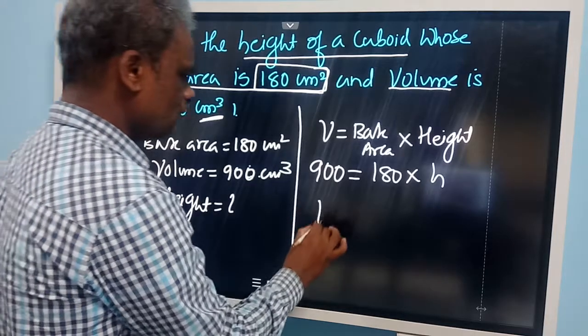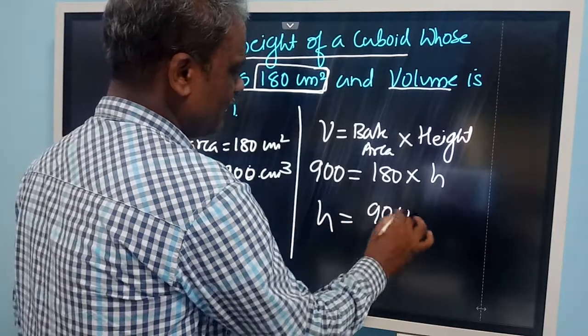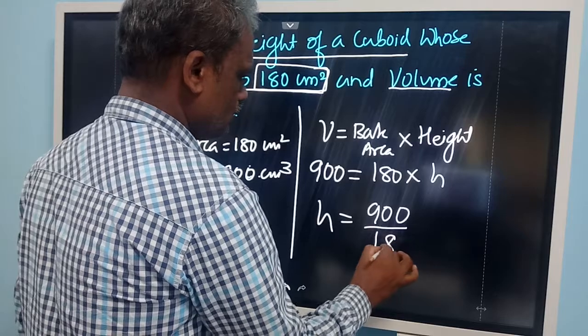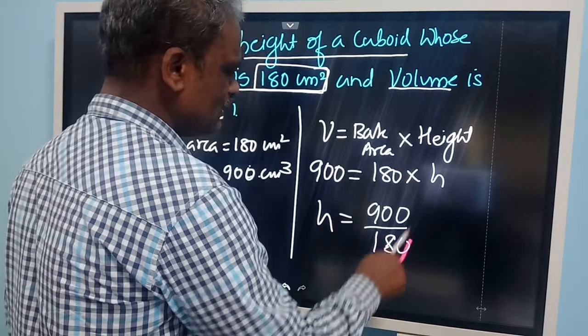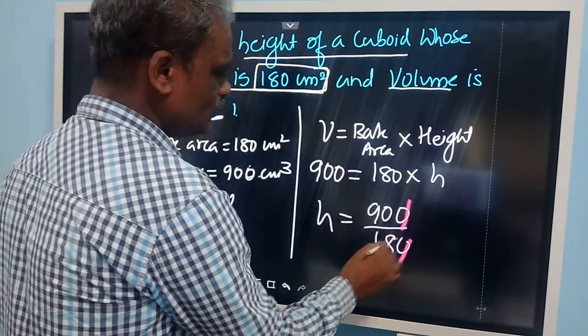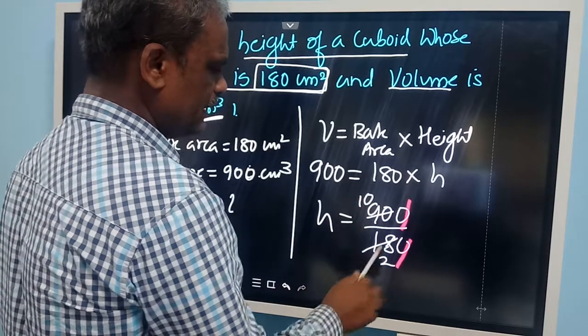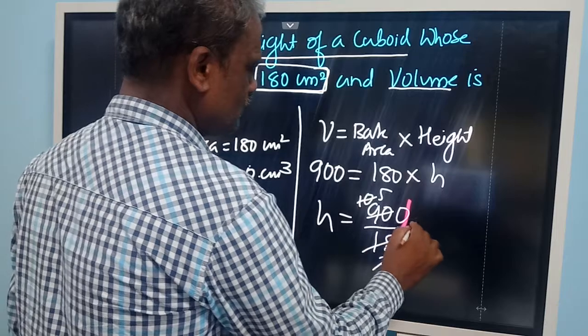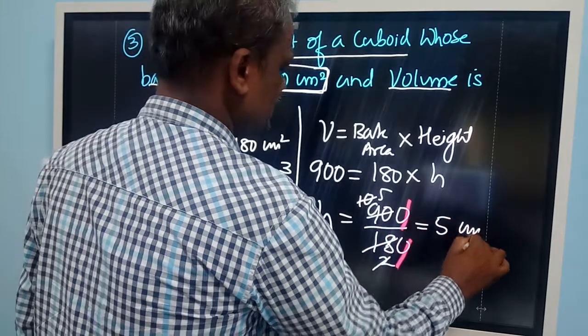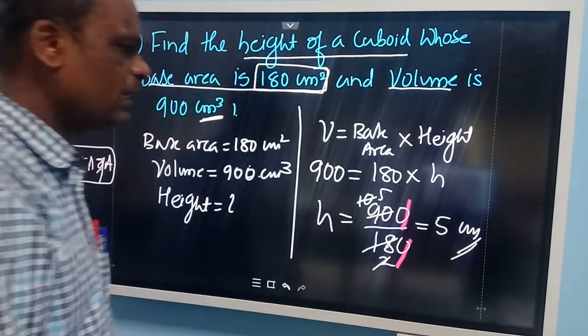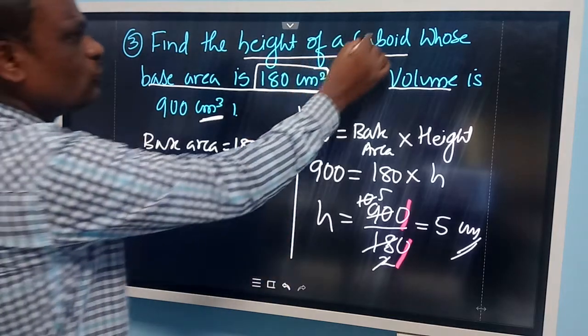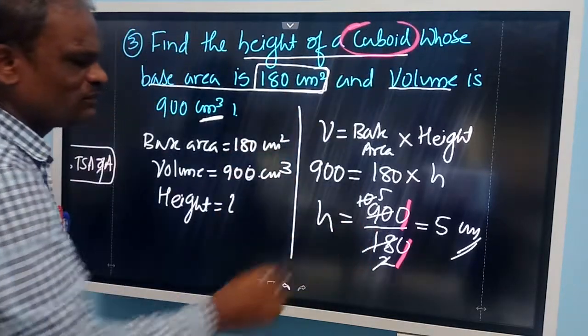So h is equal to 900 divided by 180. Now you can cancel this 0 and 0. So 9 2s are 18, 2 1s are 2, 2 5s are 10. So h is equal to 5 centimeter. So the height of the cuboid is 5 centimeter.